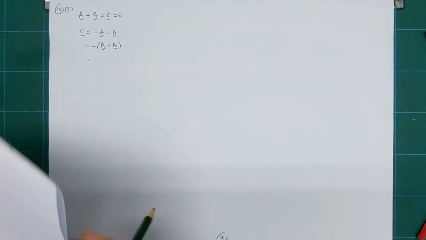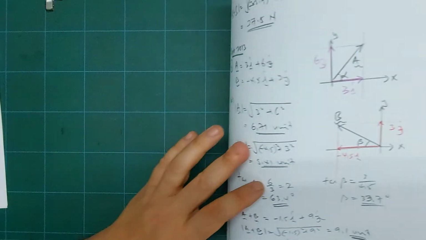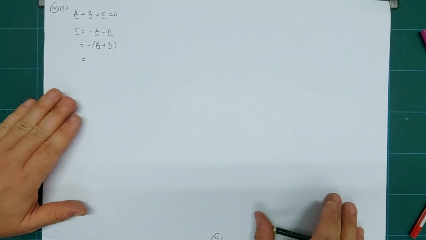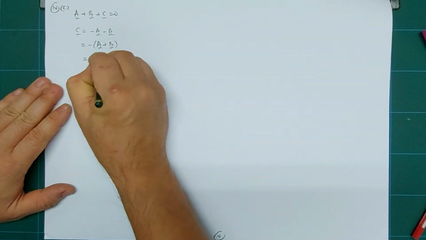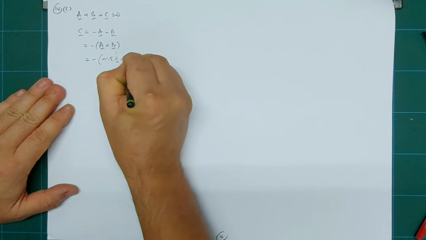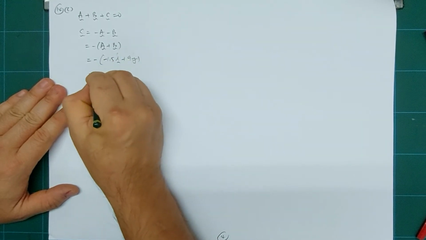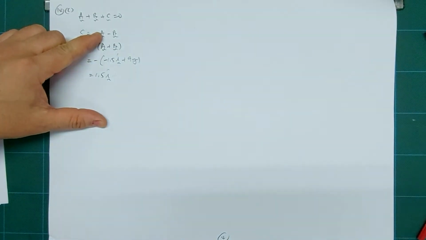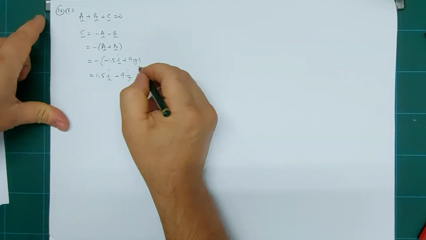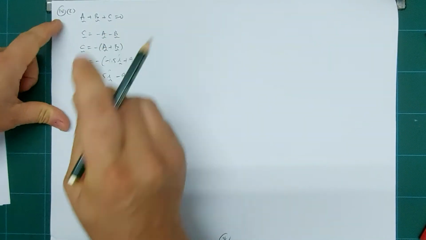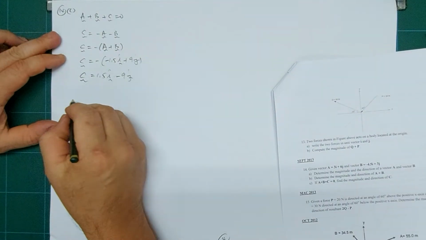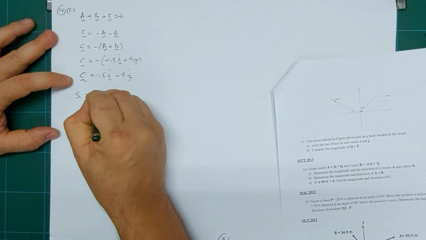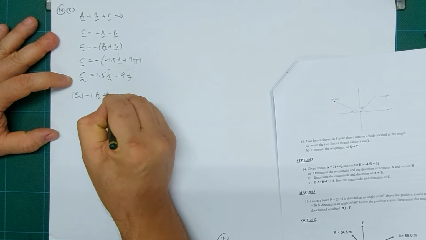And our A plus B, we already calculated that value. A plus B is equal to minus 1.5i plus 9j. So now the negative sign goes in, it becomes 1.5i minus 9j. Everything is the opposite now. So question 1, to find the magnitude: the magnitude of C must equal the magnitude of your A plus B.